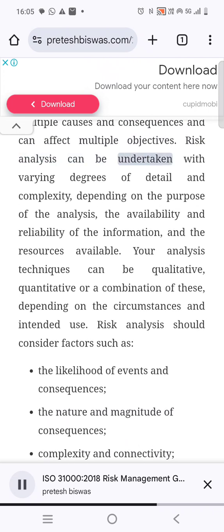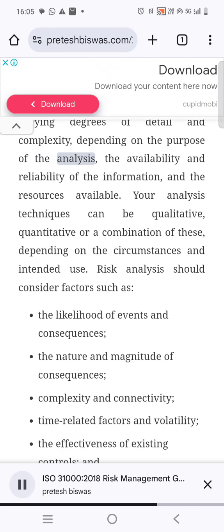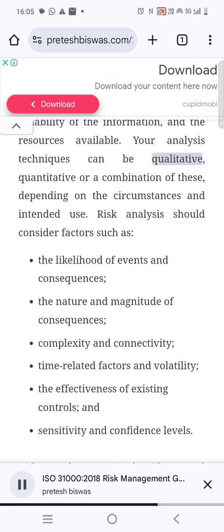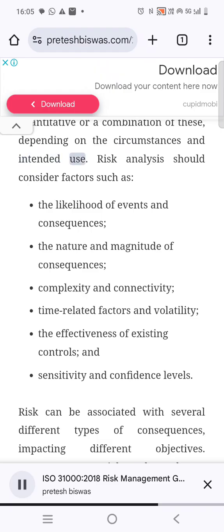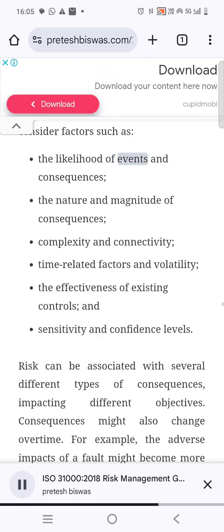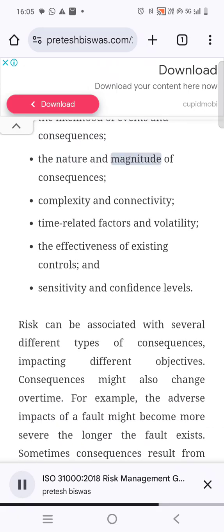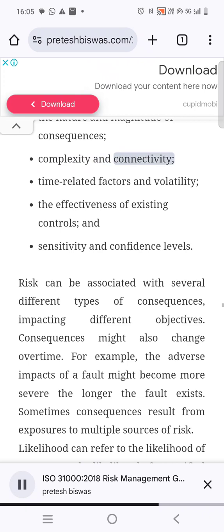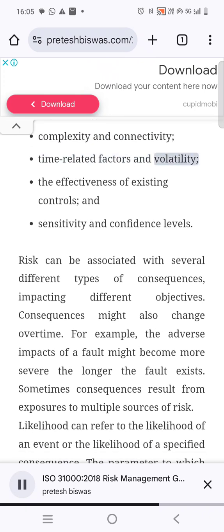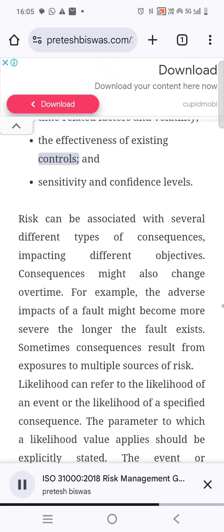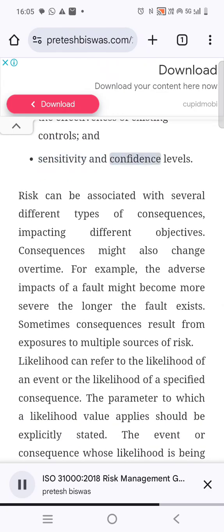Risk analysis can be undertaken with varying degrees of detail and complexity, depending on the purpose of the analysis, the availability and reliability of the information, and the resources available. Your analysis techniques can be qualitative, quantitative, or a combination of these, depending on the circumstances and intended use. Risk analysis should consider factors such as the likelihood of events and consequences, the nature and magnitude of consequences, complexity and connectivity, time-related factors and volatility, the effectiveness of existing controls, and sensitivity and confidence levels.